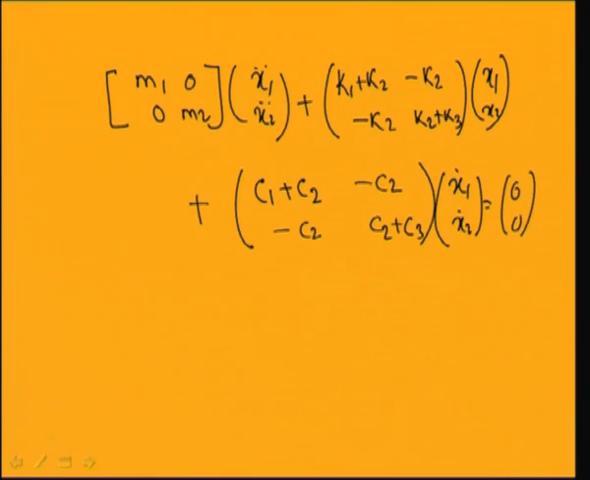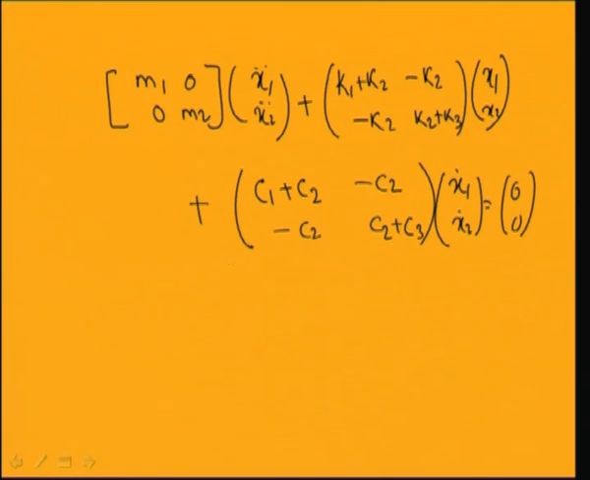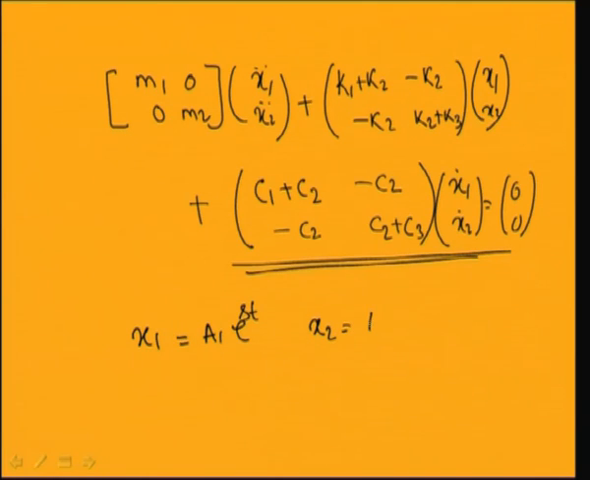So by adding the dampers in the system, your equation of motion has just changed; you have just added this term to the previous equations you obtained before. Now you can assume a normal mode solution in this form: x1 equal to a1 e to the power st, and x2 equal to a2 e to the power st.